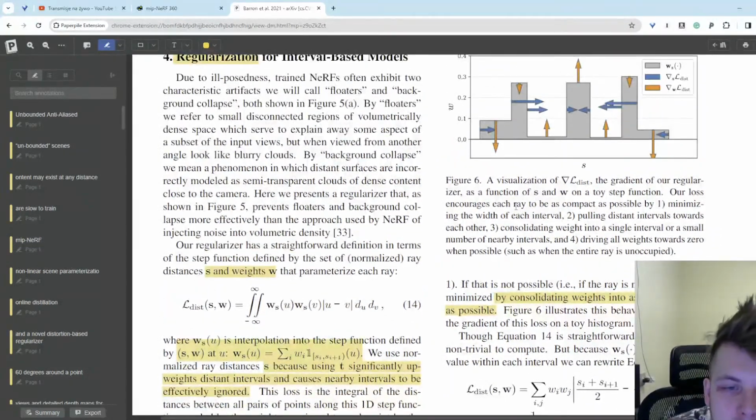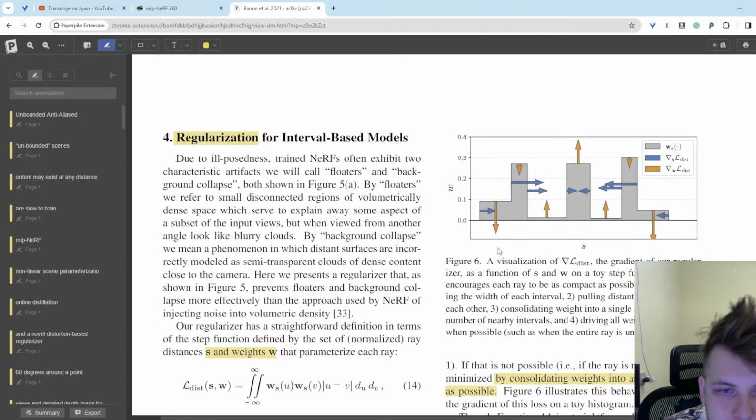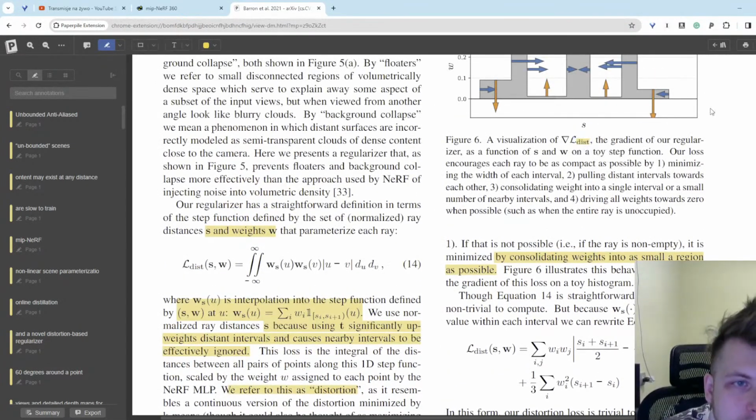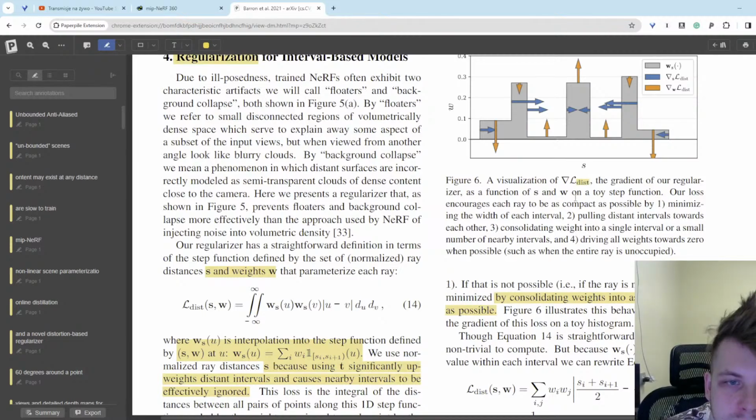So let's see here. This is figure 6. This is the visualization of the gradient of the distortion loss, the gradient of the regularizer. That would be distortion, right? That's how they call it, distortion, not distance. The gradient of our regularizer as a function of S and W on a toy step function. Our loss encourages each ray to be as compact as possible by minimizing the width of each interval and pulling distant intervals towards each other, consolidating weight into a single interval or a small number of nearby intervals, driving W always towards 0 when possible.